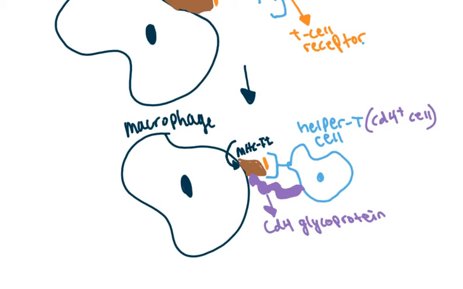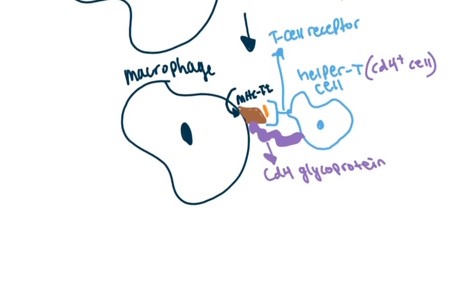Now, once the T cell receptor, gotta label that too. Sorry about that. So this is our T cell receptor. Once our T cell receptor binds onto the specific complementary antigen, and then once our CD4 glycoprotein binds to the MHC2, our macrophage can release cytokines, but a specific cytokine is what we have to focus on, called interleukin-1. So this will then release interleukin-1.